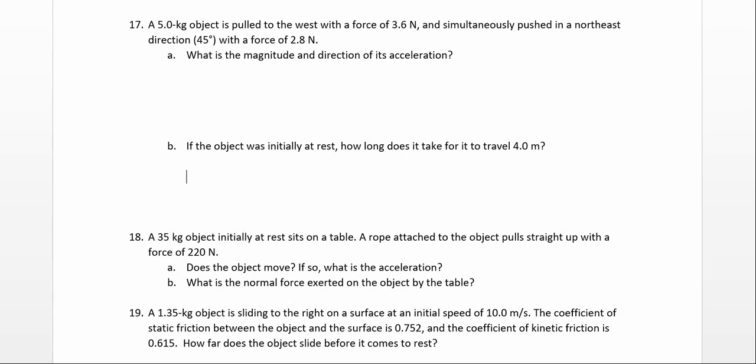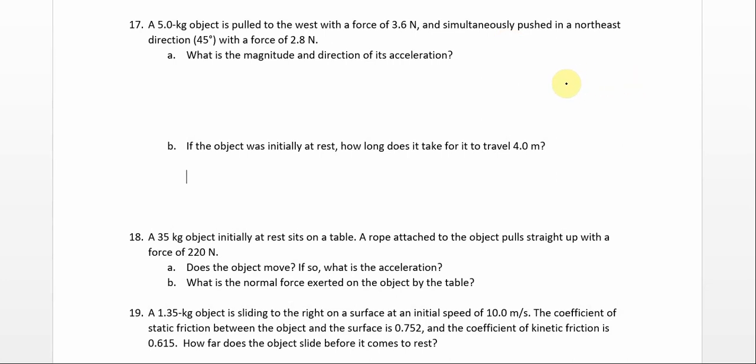We are continuing with the Test 2 practice problems, going through them. We're on number 17. So we have a 5.0 kilogram object is pulled to the west with a force of 3.6 newtons and simultaneously pushed in a northeast direction, 45 degrees, with a force of 2.8 newtons. What is the magnitude and direction of its acceleration?